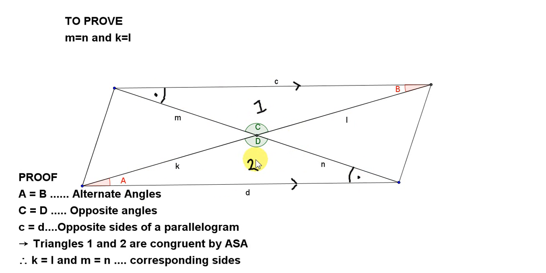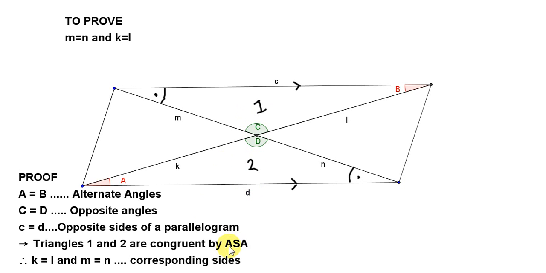Now, what else do we know about these two triangles? Well, this side is equal to this side of the second triangle, because C and D are opposite sides of a parallelogram, and opposite sides of a parallelogram are equal. So we have the case that two angles and a side are the same in both of these triangles. That's one of the conditions for congruent triangles.